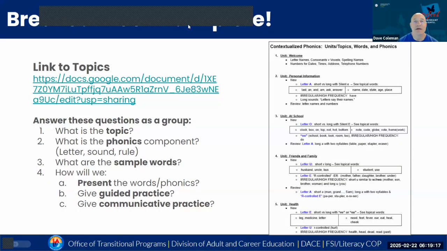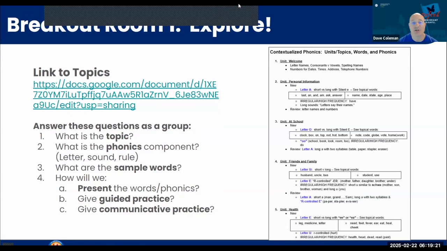So what we see on the screen here on the right is the document that we're going to ask you to explore. There are 10 contextualized phonics units with sample words and phonics rules. And we're going to, in just a minute, give you the link, and we're going to ask you to explore in your breakout rooms.